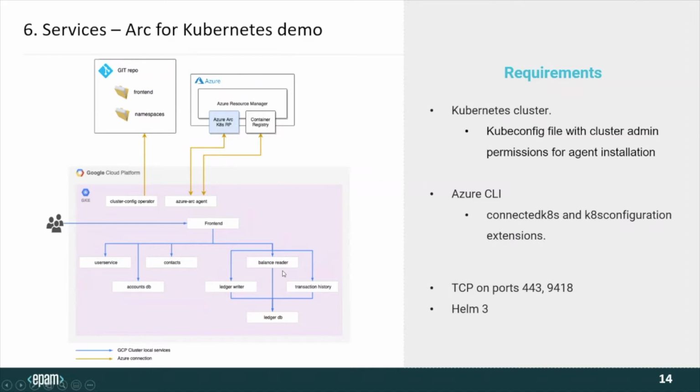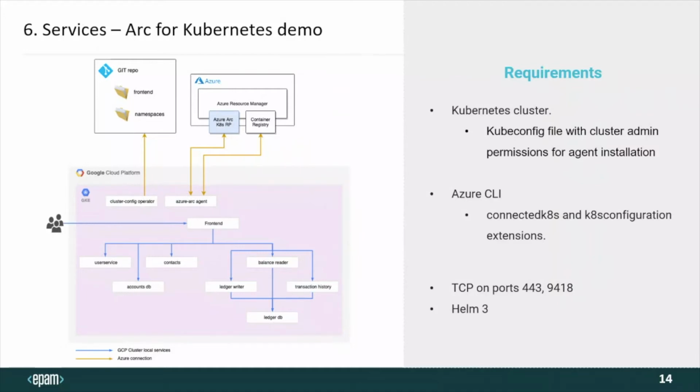Now, the demo. The requirements in order to make use of this service are a running Kubernetes cluster with admin permissions, Azure CLI with Arc for Kubernetes extensions, open TCP on ports 443 and 8418, and Helm 3.